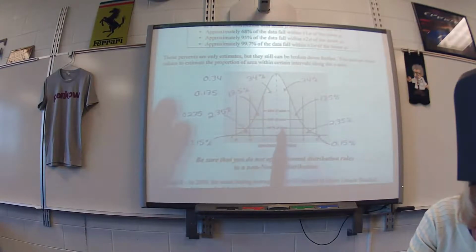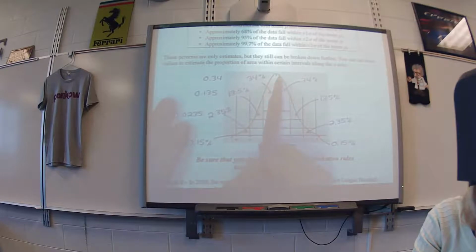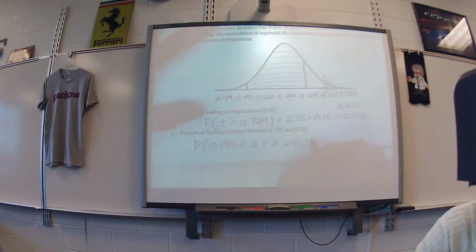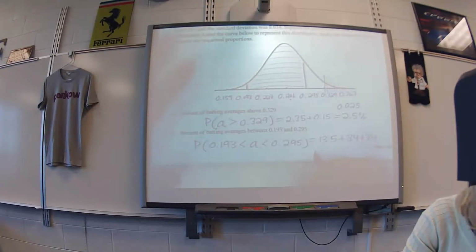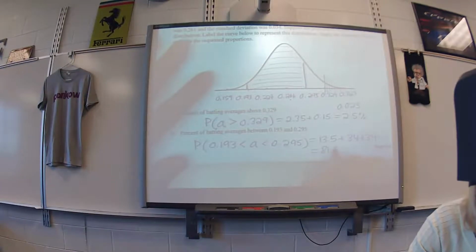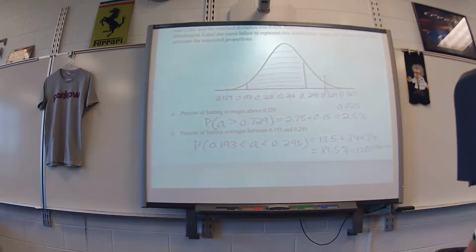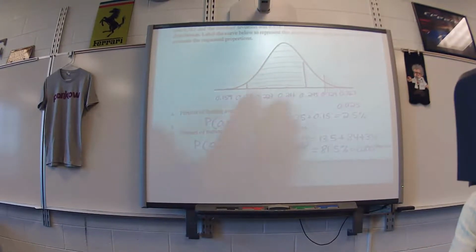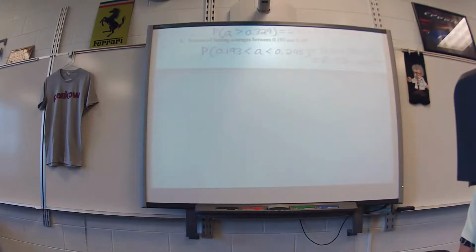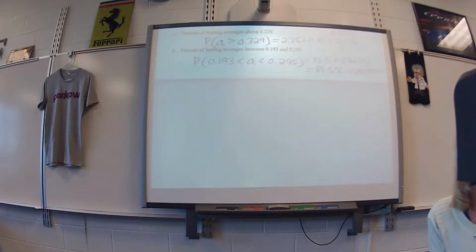So you would have to take the 68% here and now add the 13.5. So really you could think of it like this. You would be talking about 81.5% or 0.815. So again, if you were to randomly pick one baseball player from the 432 players that year, there's almost an 82% chance that that person would have batted between a 193 and a 295. That's not so bad, is it?